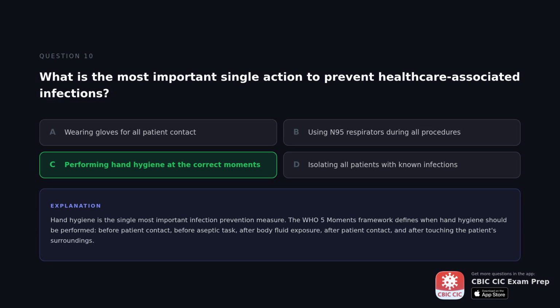The correct answer is performing hand hygiene at the correct moments. Hand hygiene is the single most important infection prevention measure. The WHO 5 Moments framework defines when hand hygiene should be performed: before patient contact, before aseptic task, after body fluid exposure, after patient contact, and after touching the patient's surroundings.